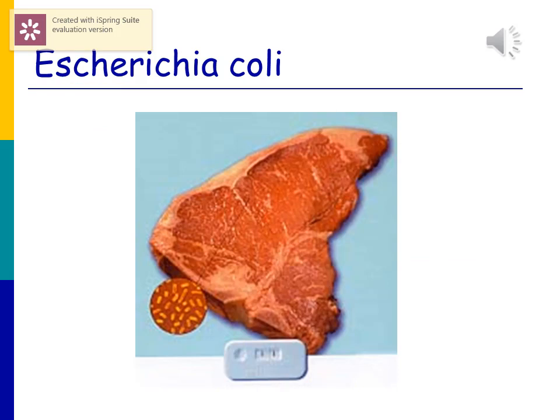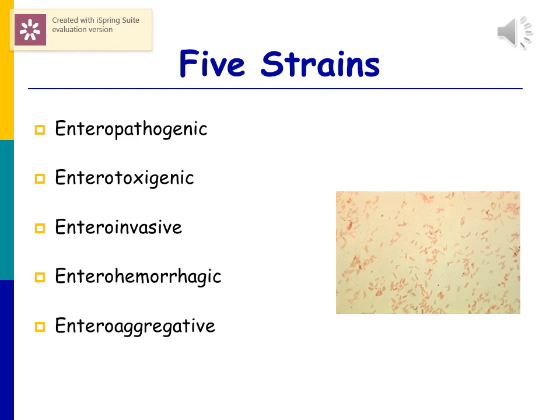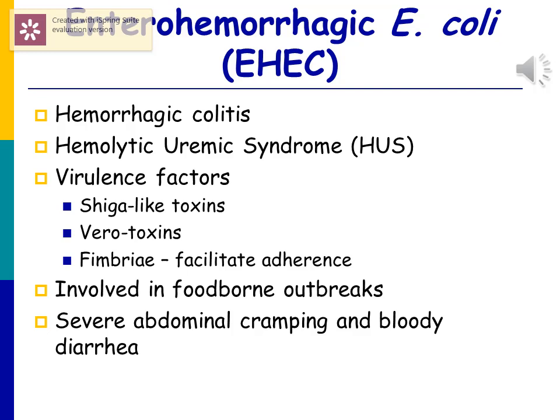Escherichia coli is our next organism, and there are 5 strains: enteropathogenic, toxigenic, invasive, hemorrhagic, and aggregative. Enterohemorrhagic E. coli is also called EHEC. It causes hemorrhagic colitis and hemolytic uremic syndrome. The virulence factors are it produces a Shiga-like toxin, a verotoxin, and it has fimbriae to allow it to adhere to cells. It is involved in foodborne outbreaks, and it causes severe abdominal cramping as well as blood.